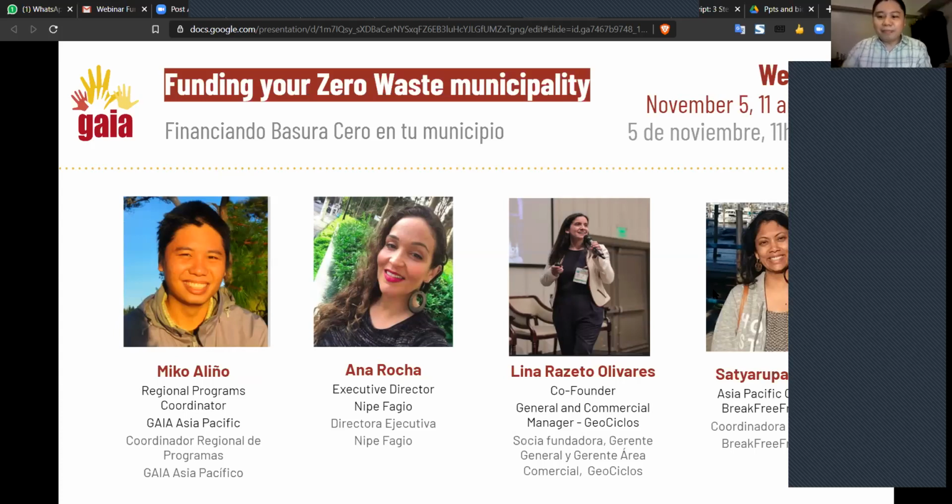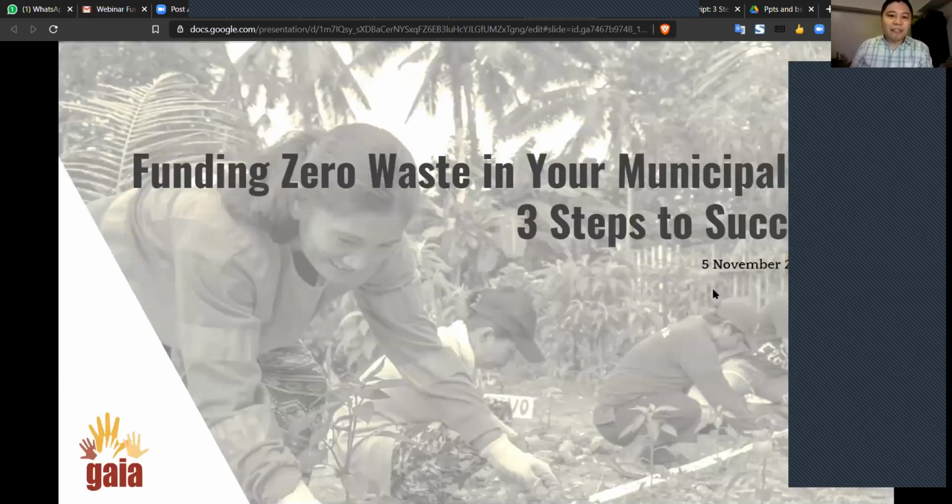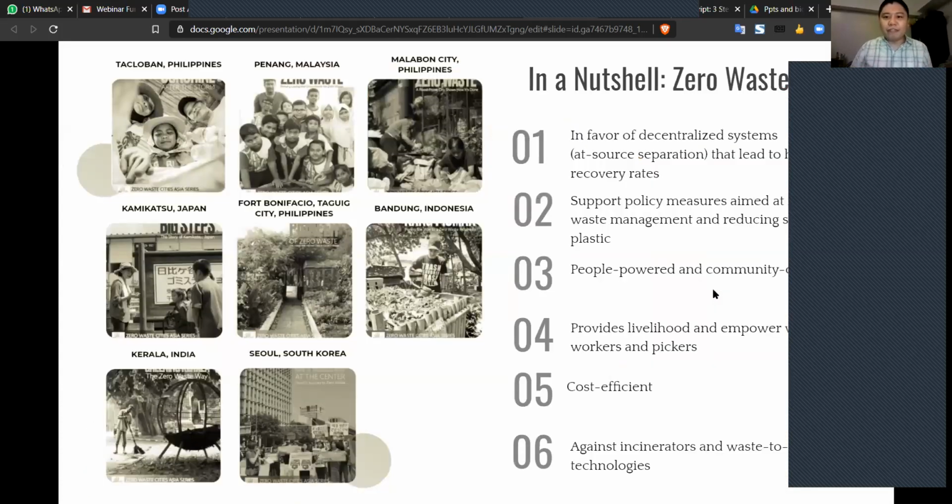Okay, so I'll start off with this presentation about funding zero waste in your municipality. First, just to give you a nutshell about zero waste cities, I posted here 6 elements that in a way characterize our zero waste practices or work, not just in the Philippines, but basically everywhere you go across our regions.